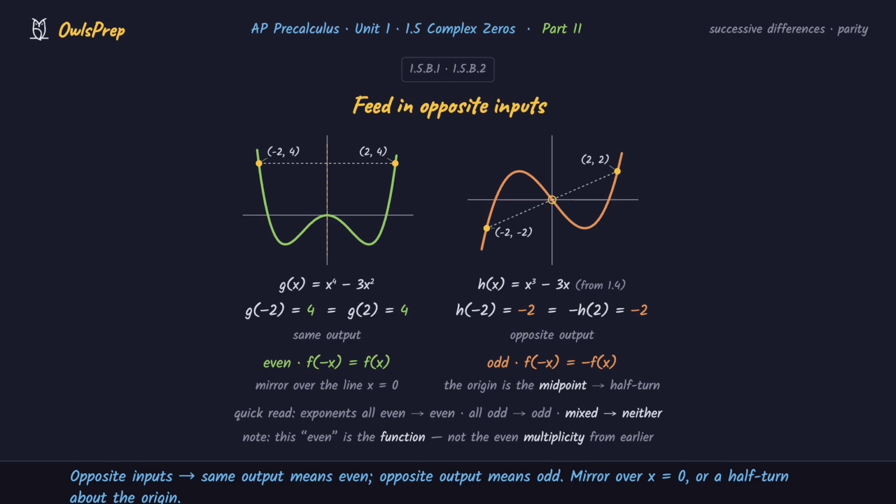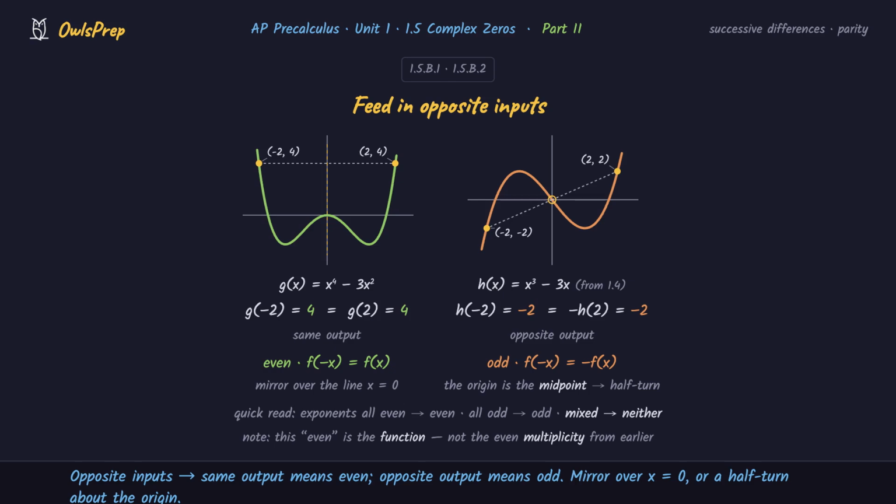That's the same cubic we used back in topic 1.4. h of 2 is 8 minus 6, which is 2. h of negative 2 is negative 8 plus 6, which is negative 2. Opposite inputs, and now the outputs are opposites as well. Those two behaviors are what the names describe.